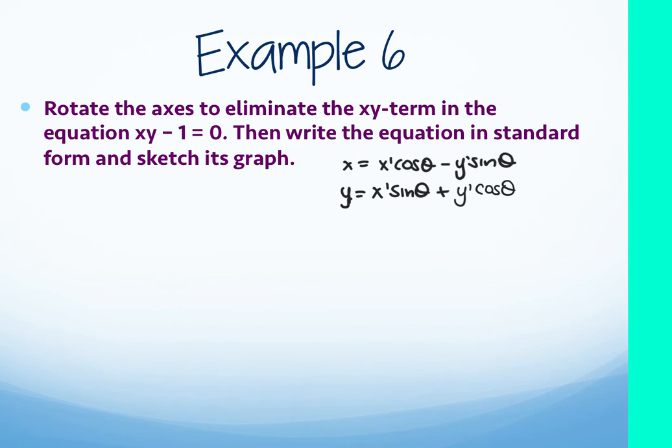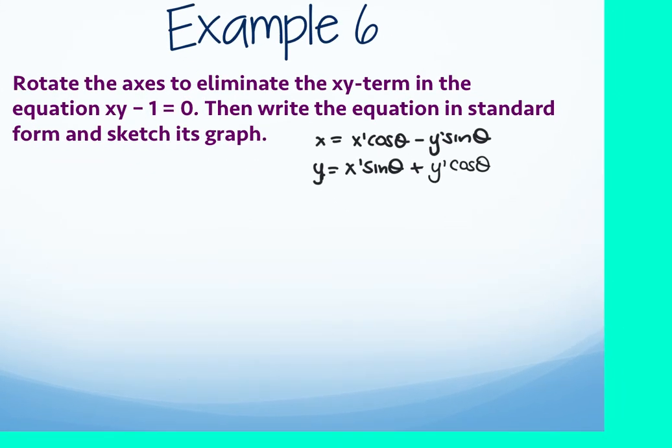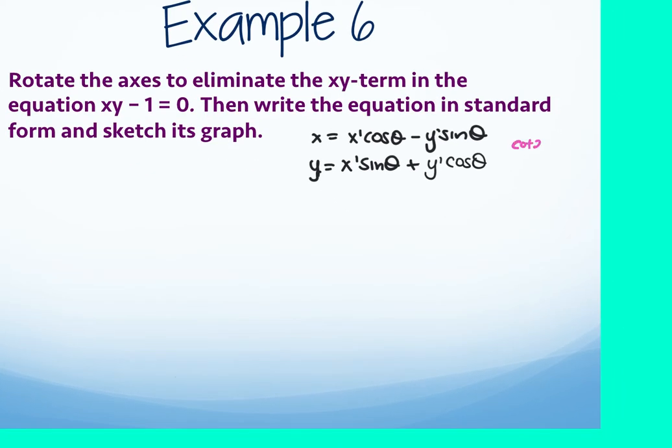It says rotate the axis to eliminate the xy term in the equation xy minus 1 equals 0. Then write the equation in standard form and sketch its graph. So again, these two formulas I will give you. I'll also give you the cotangent one: cotangent 2 theta equals a minus c over b. And that's the one we're going to do first.